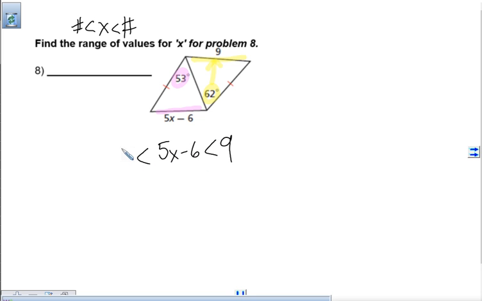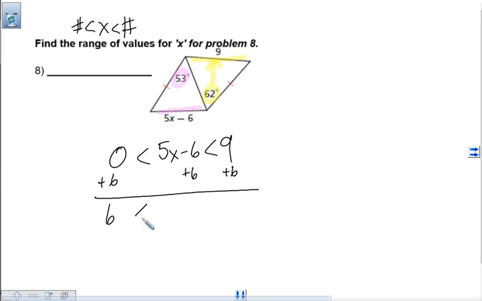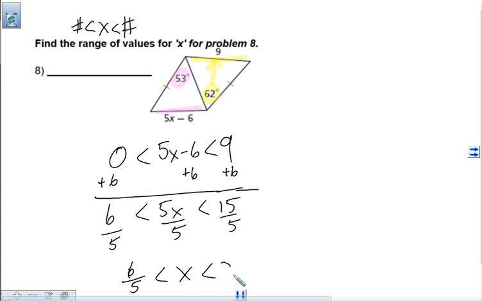And remember, the lower end is always going to be 0. Then we solve like we would normally, add 6 to everything. So you have 6 is less than 5x, which is less than 15. Then we divide everything by 5. So that gets us 6/5 is less than x, which is less than 3.